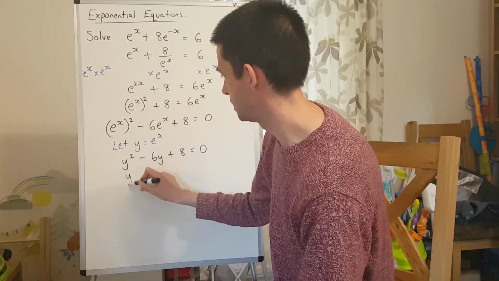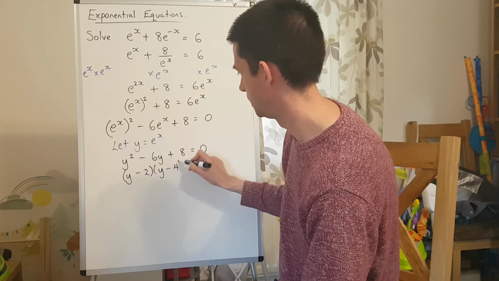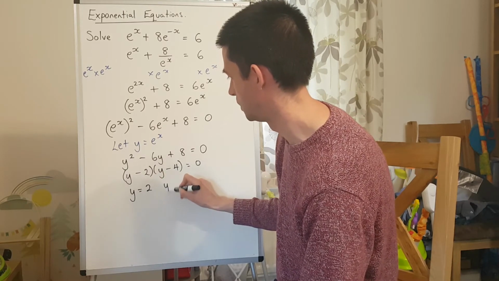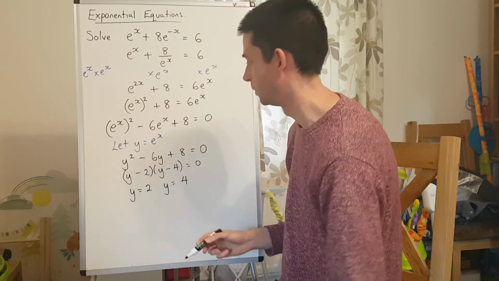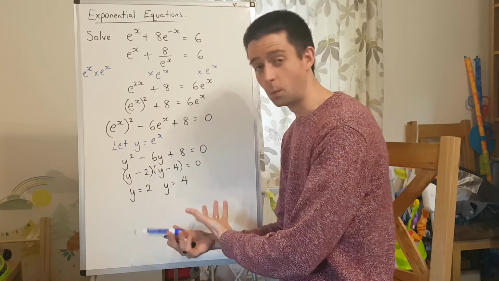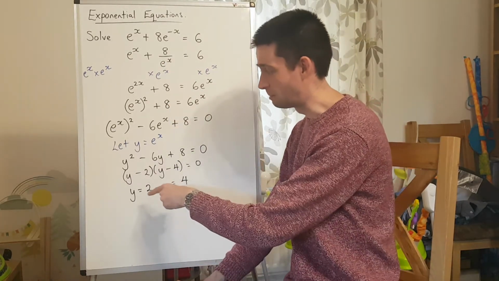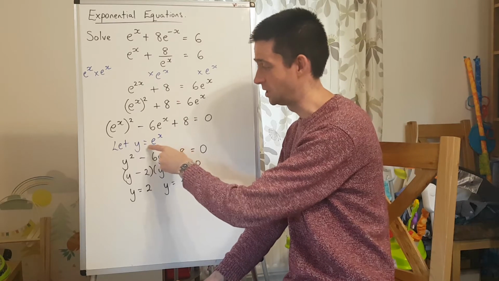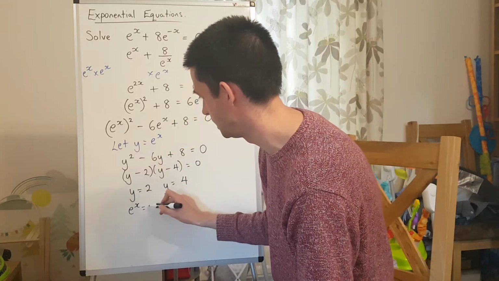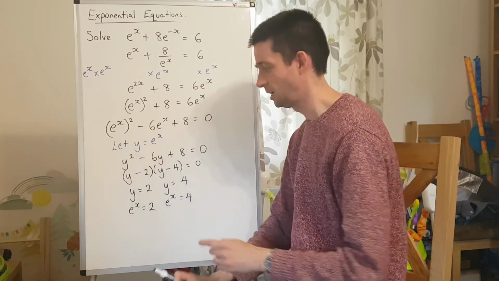So factorise and solve. y minus 2, y minus 4 would be the two brackets, which means the two solutions for y are y equals 2 and y equals 4. We're not done, because we're not looking for y, we're looking for x. We're solving this original equation to find the value of x, so now we need to remember the fact that we substituted e to the x for y and replace y now with e to the x.